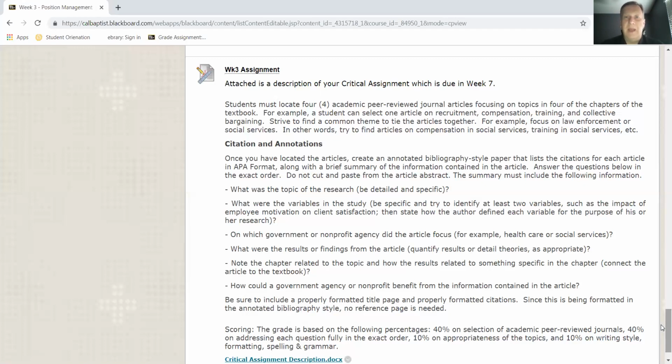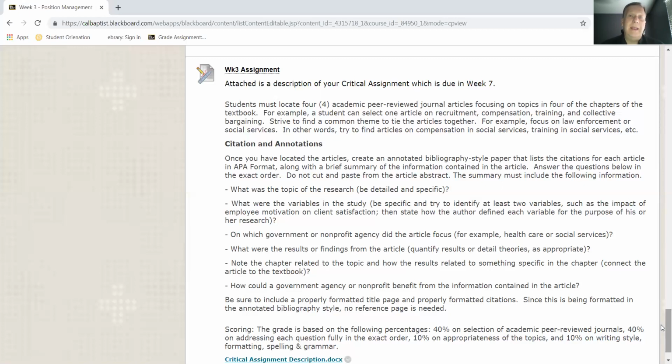That's just a very long-winded way of saying that these 4 articles you're going to be selecting for your written assignment absolutely must be from peer-reviewed journals. That's an absolute requirement for the assignment. So what you'll be doing is selecting 4 peer-reviewed journal articles, each one on a different topic that we have covered up to the point in this class. So they have to focus on a topic that we have covered up through week number 3.